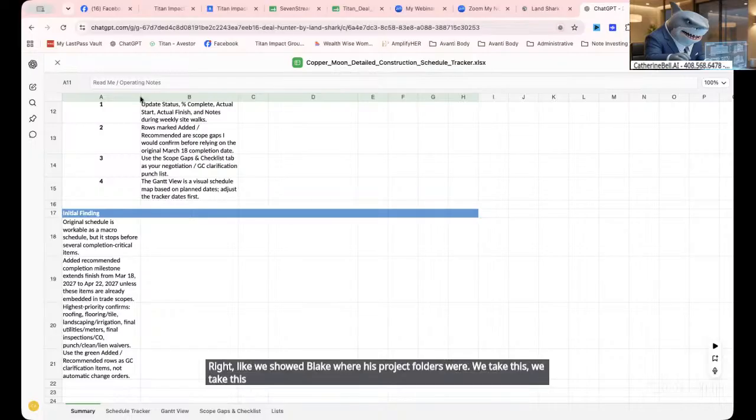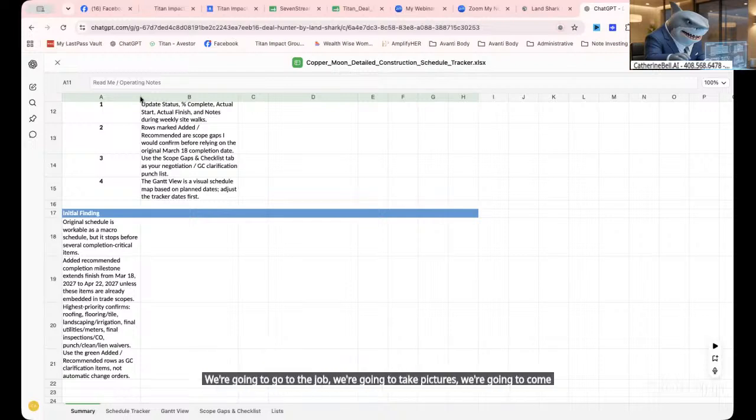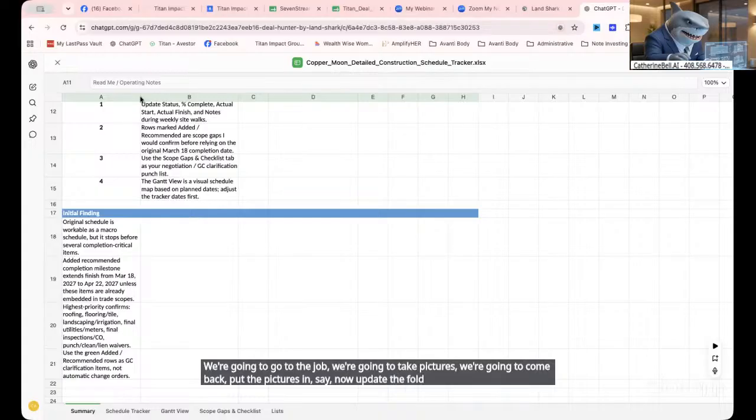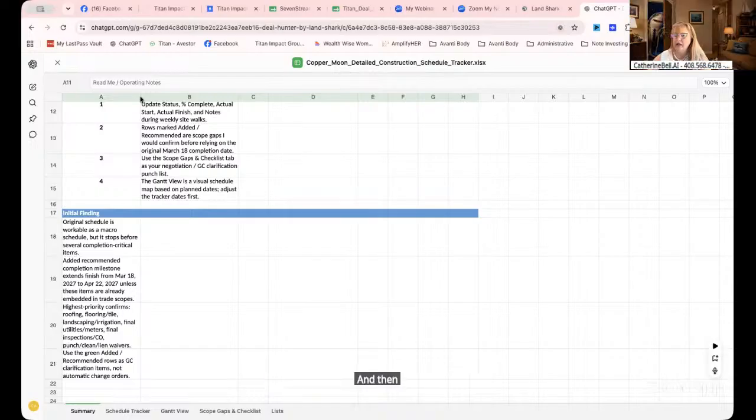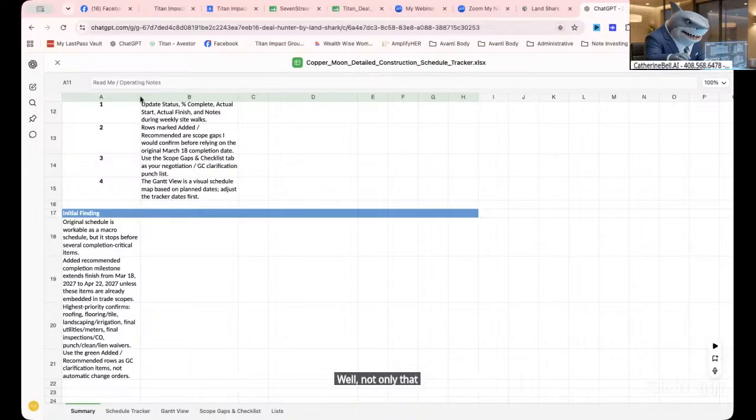We take this schedule and put it in that project folder as part of its knowledge base, and then we say we're going to update this every day using pictures. We go to the job, take pictures, come back, put the pictures in, and say now update the folder. Every single time we add pictures, it's going to update the folder, and it'll update this sheet as well. And in my investor portal, I can have those updates ongoing there. Not only that, but if this form is dynamically live to your investor portal, then it makes it even better.